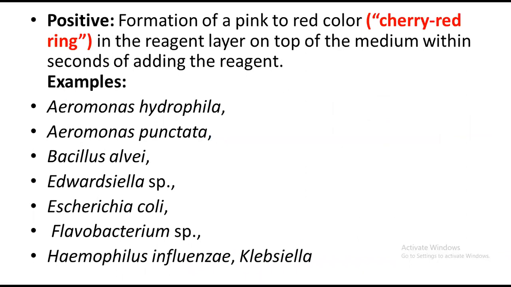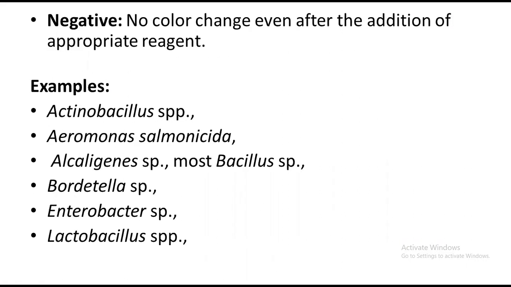This is the test form. If there is a cherry red like ring, then it is indole positive. And these are examples of the bacteria that are indole positive: Aeromonas hydrophila, Pantoea, Bacillus alvei, Vibrio, E. coli. Okay, Haemophilus influenzae, Klebsiella, these all are indole positive, and these bacteria are indole negative.